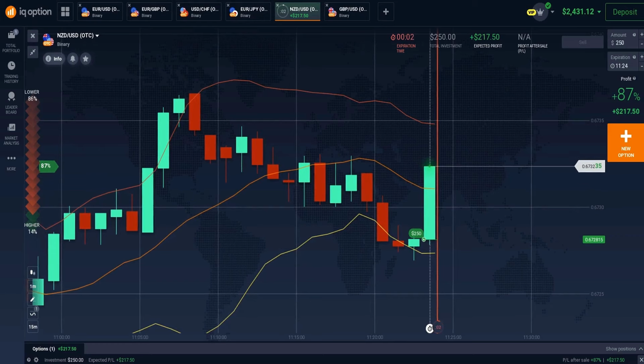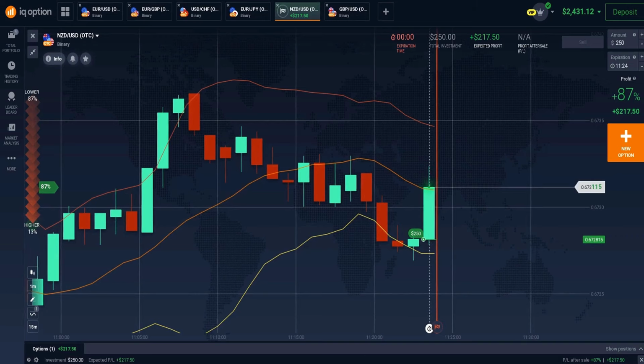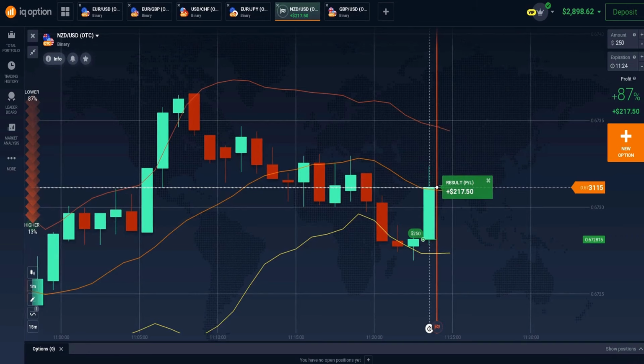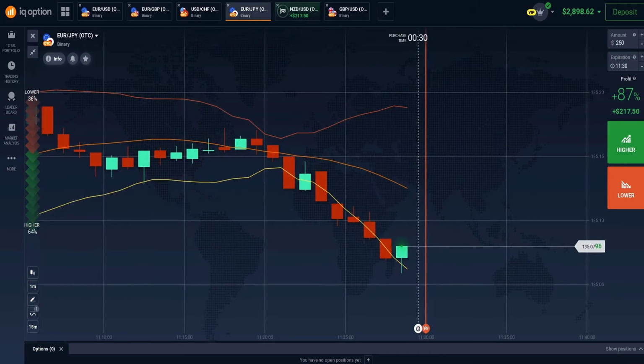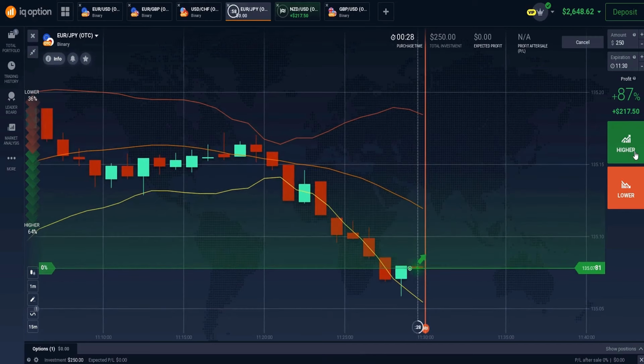Okay, let's check back in on our trade now. Great news! We won this trade. That was a clean setup and a solid example of how well this strategy can work when all the conditions are met. Now, let's wait for the next perfect trade setup.